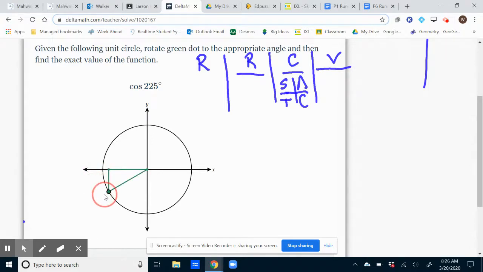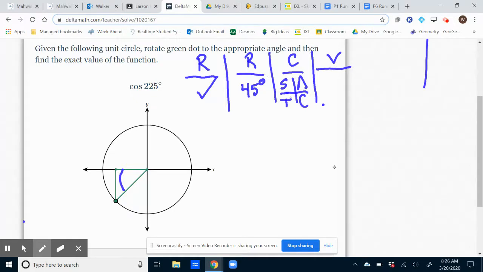And 225 is going to be right in the middle, actually, of 180 and 270 because it's 45 away. Okay, so first, rotate. That's done. Reference angle. Okay, if this whole angle is 225, the reference angle is the angle created between that terminal side and the x-axis. So really, 225 minus 180 gives us 45 degrees.